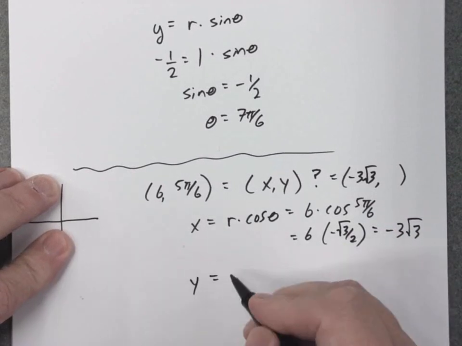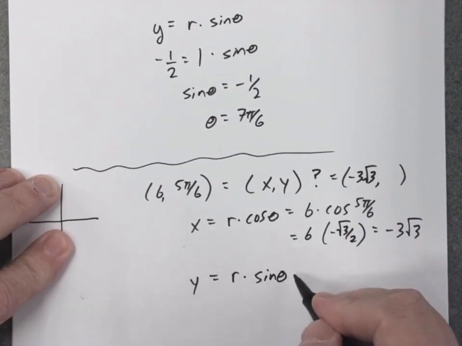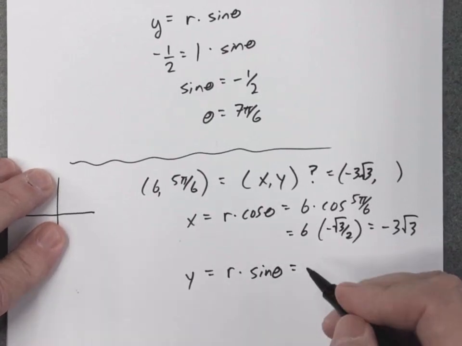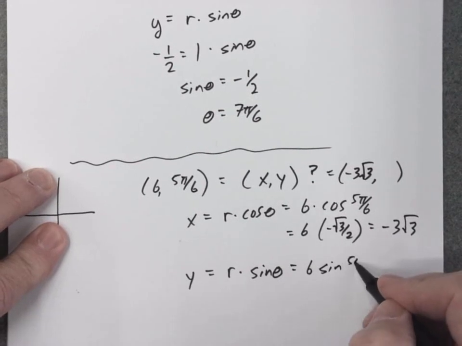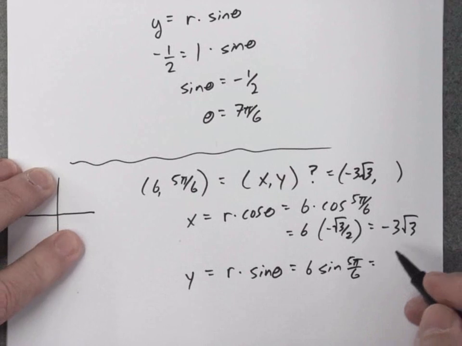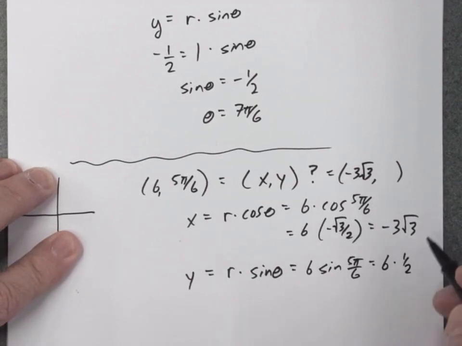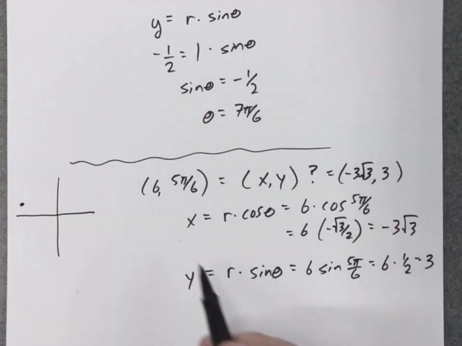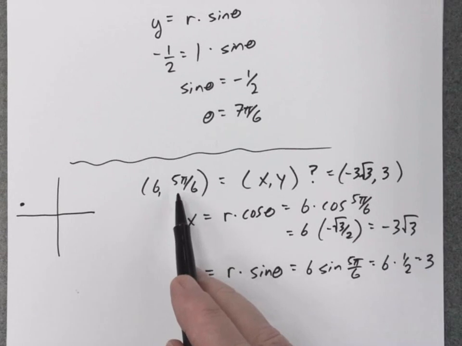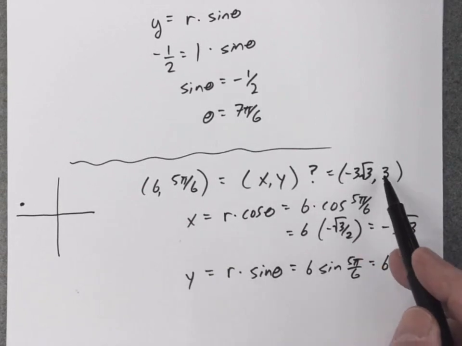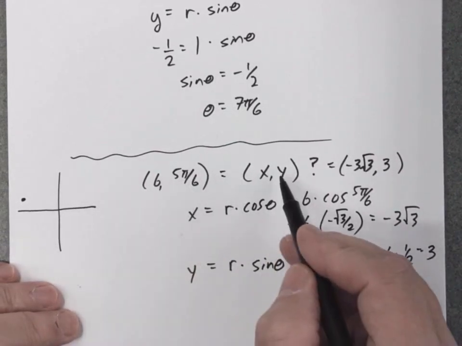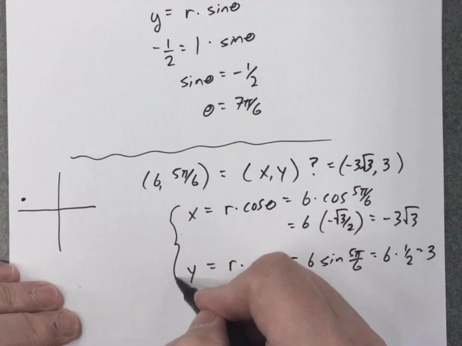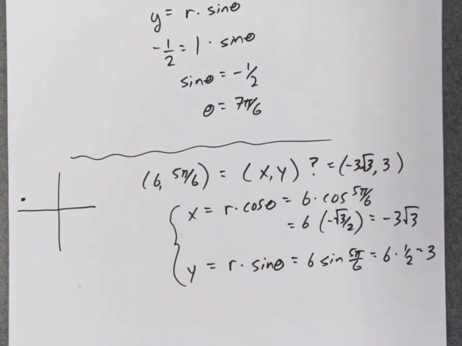For the y, it's r sine theta. Very straightforward. r is 6. Sine of 5 pi over 6. Sine of 5 pi over 6 is 1/2. y is 3. So 6, 5 pi over 6 in polar coordinates is negative 3 square root of 3 and 3. So this is really how to go from polar coordinates to rectangular. Just use these two equations. That's all there is to it.